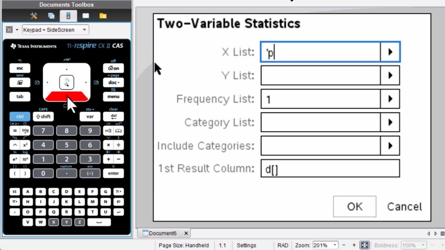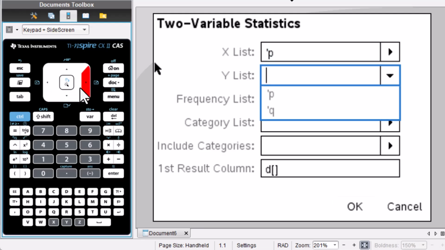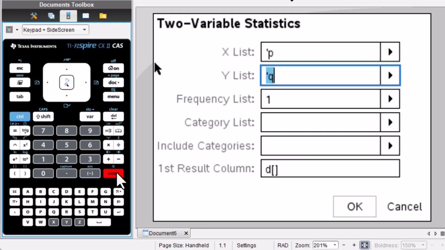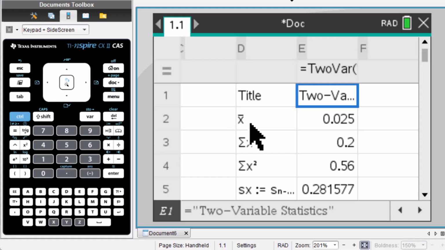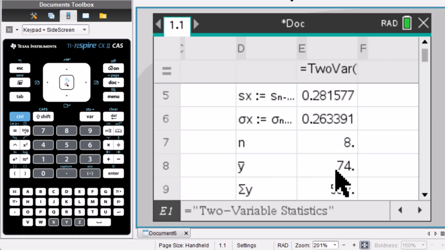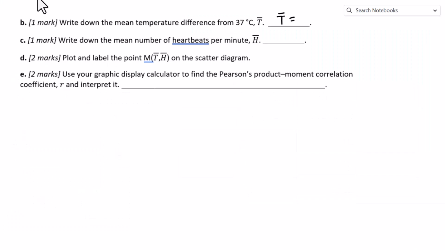P, Q for Y list, then enter. 2 variable stats. We got X bar equals 0.025, Y bar equals 74. T bar equals 0.025, H bar equals 74.